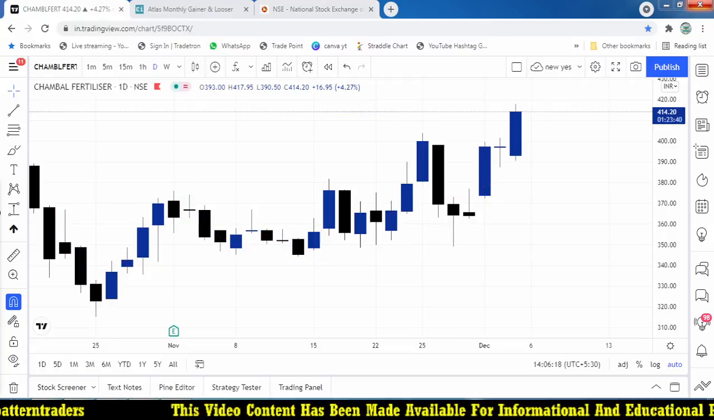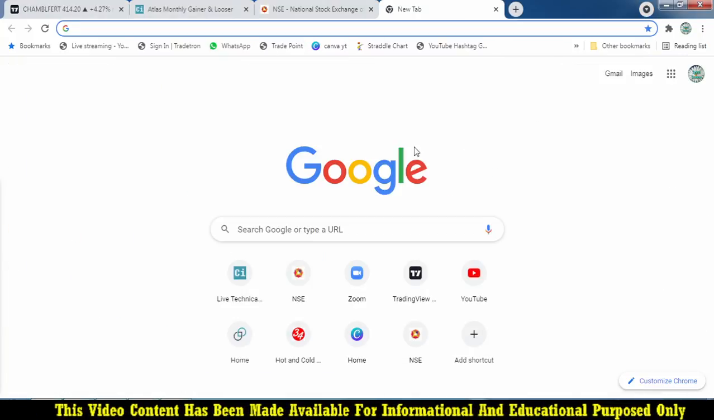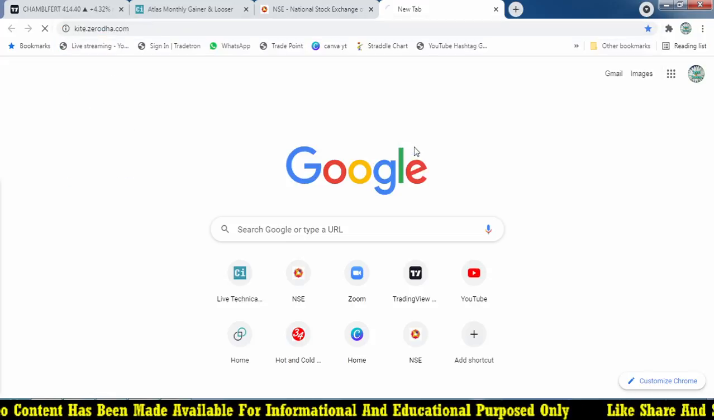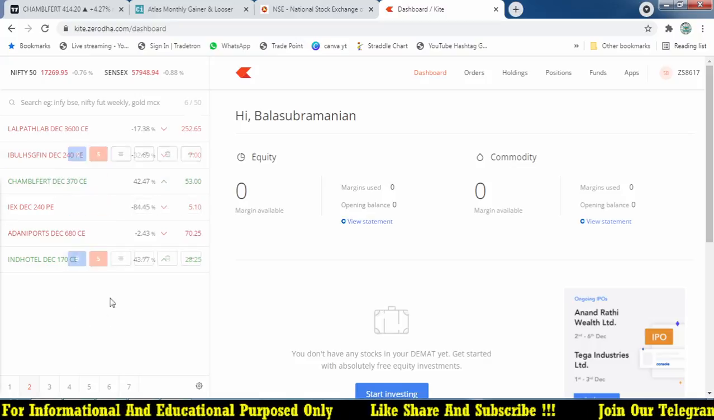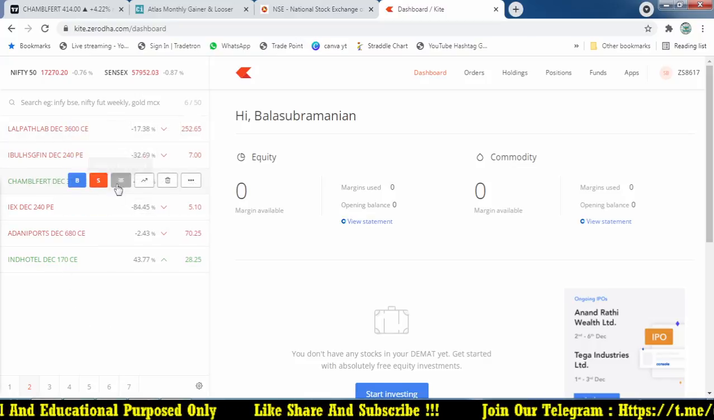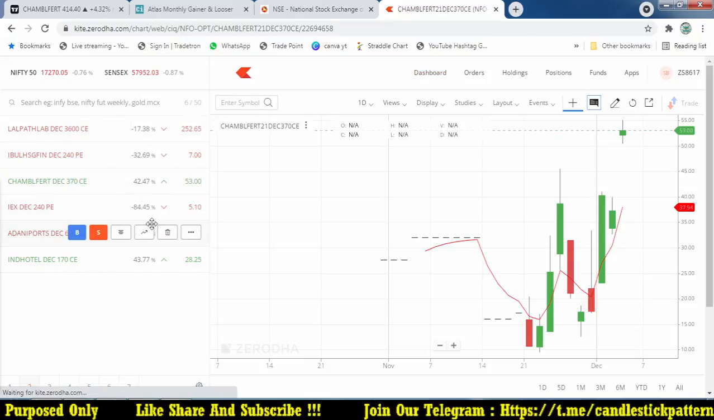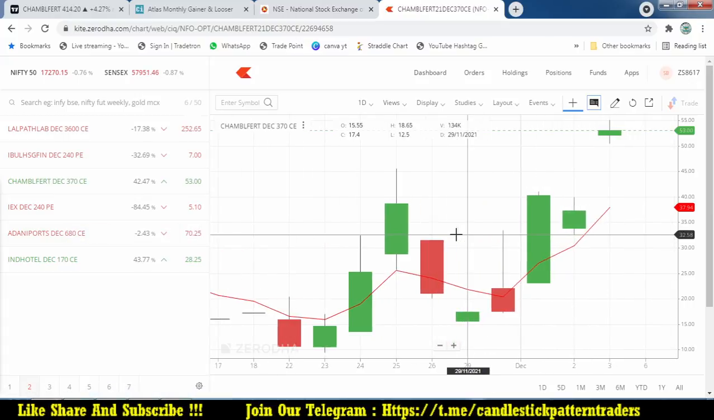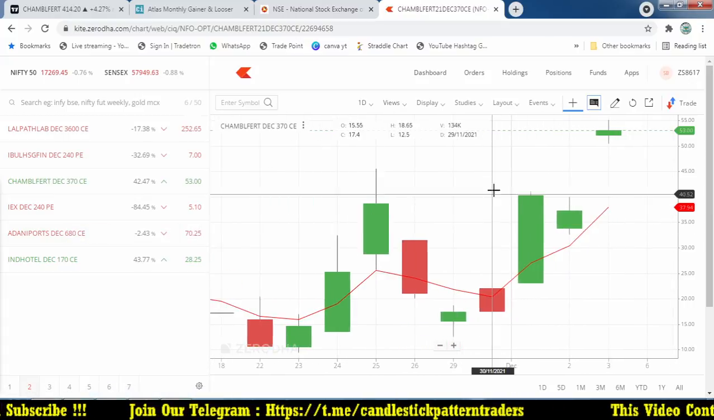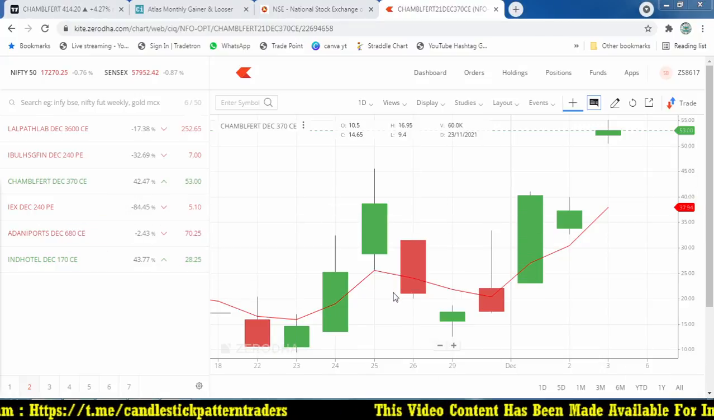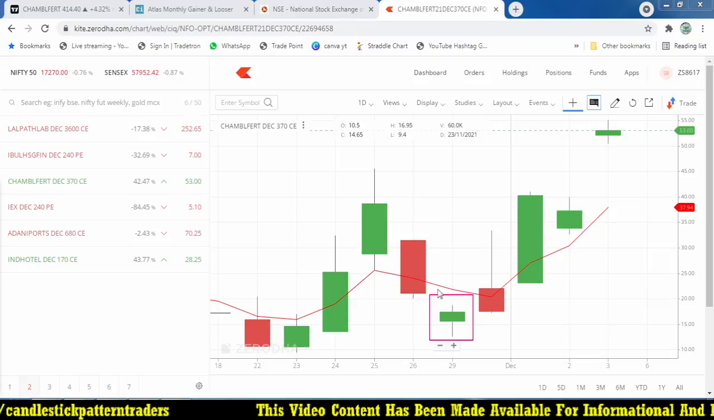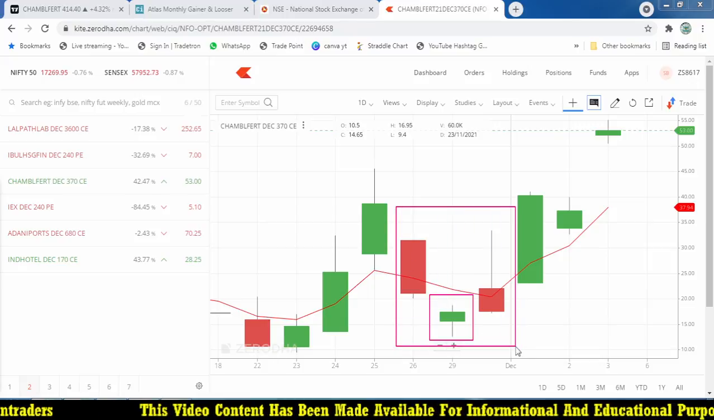Let's see the options chart. There is a key in the option chart also, but there is a drawback in finding that option chart. Here I show you the Chambal Fertilizers option chart. Can you see this candlestick pattern where there is a good opportunity at the bottom? If you compare these three, it's a morning star pattern.